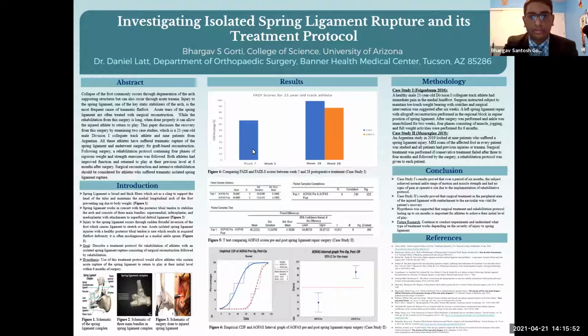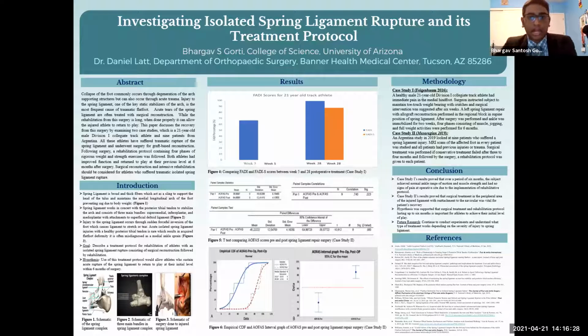You can see for the blue bar graph, for week 5 to week 28, for FADI it went from 66% to about 95%. And for FADIS, it went from 0% to about 87%. This graph has shown the significant effectiveness of the surgical treatment and rehabilitation protocol that was put into place in order for this athlete to return back to their initial level of play.